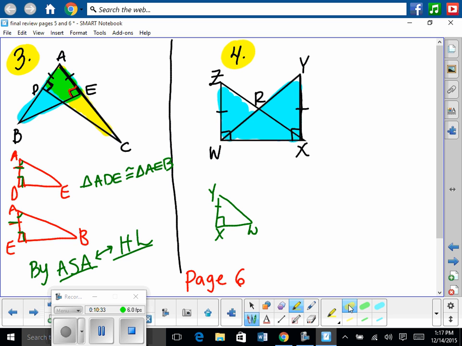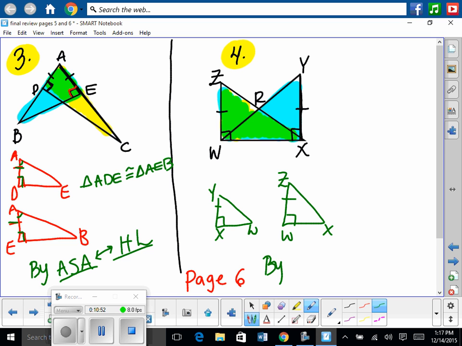I was going to change colors. So we have this triangle right here as well. So I drew another one. And then that's 90, that's XWZ with a tick mark. And so it's easy to see that by HL, in this one, that's all we can use.